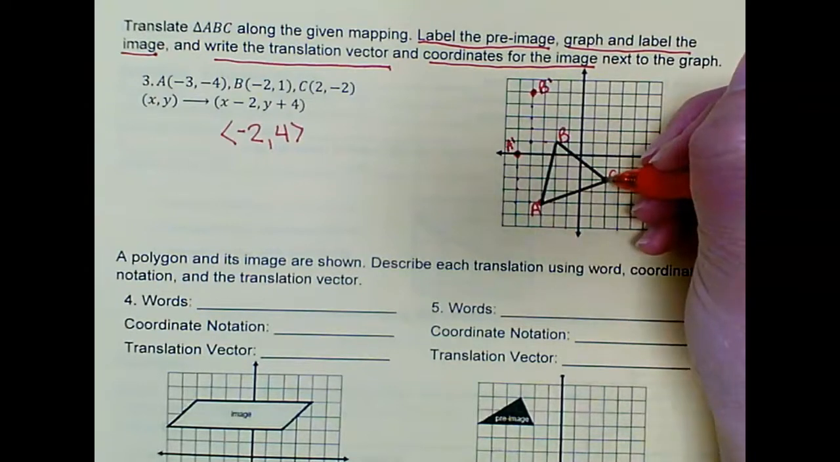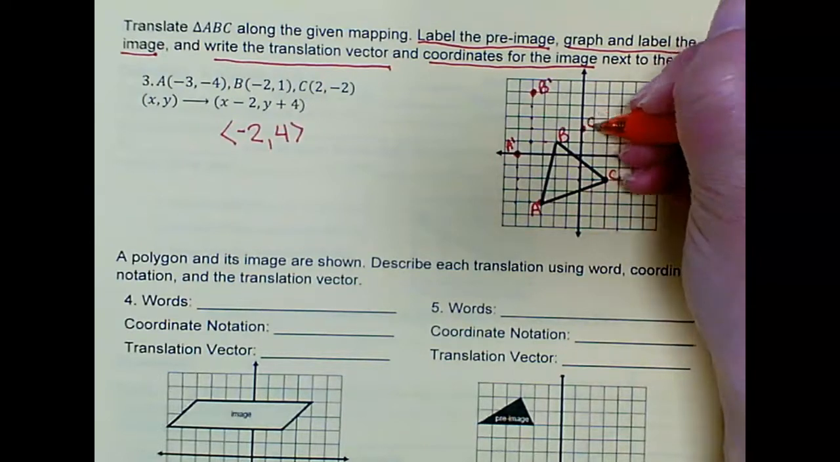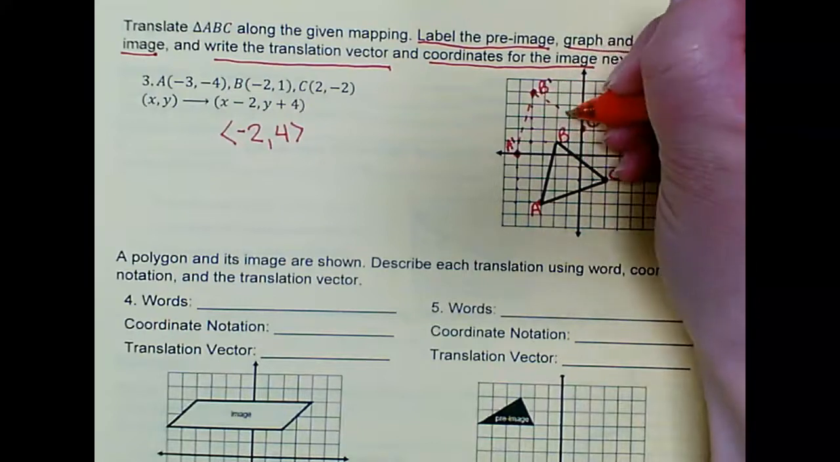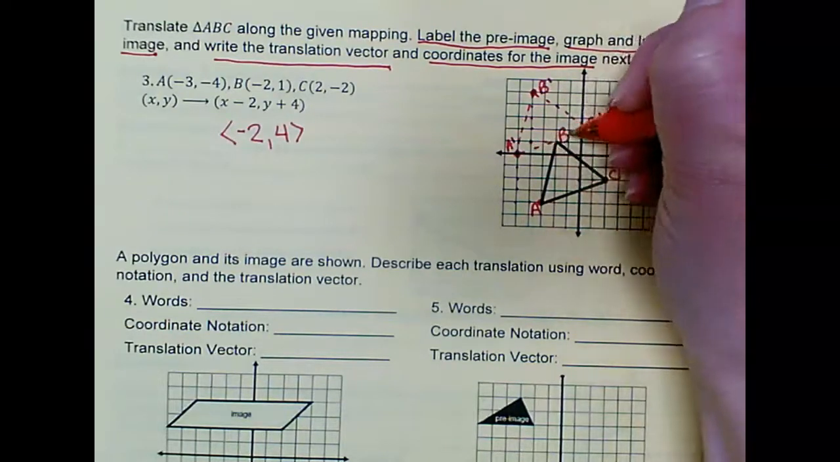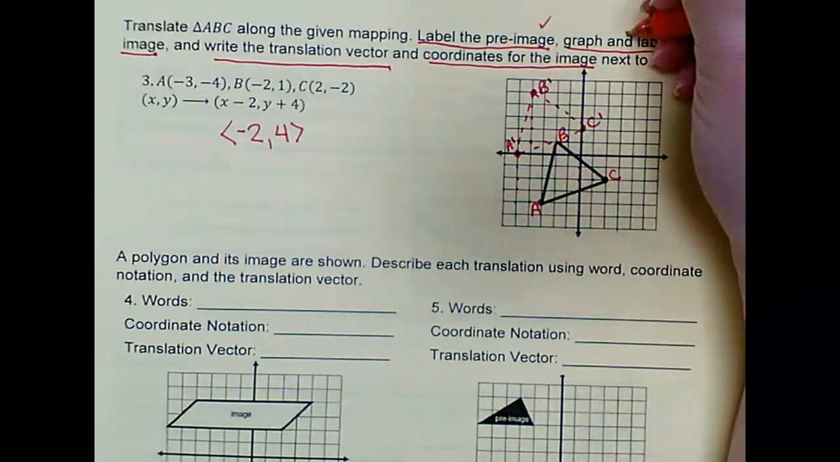And then for the point C prime, I'm going to move to the left 1, 2, and up 1, 2, 3, 4. That's C prime. So here is my image. So we graphed and labeled the image.